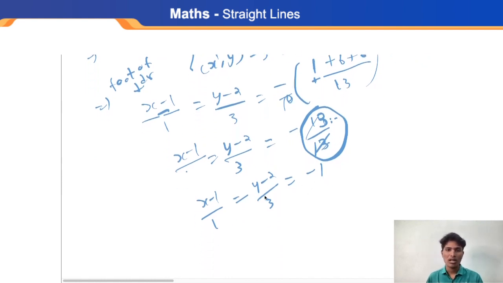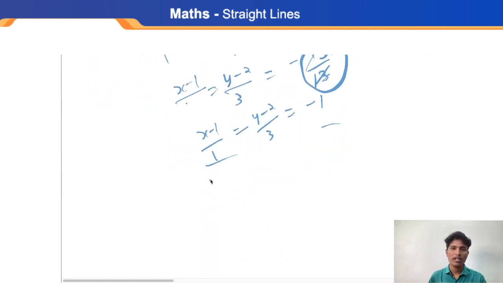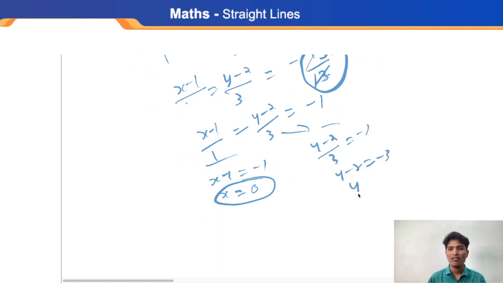So I got this one. Now equate this part to this part. What will I get? x minus 1 is equal to minus 1, that is x is equal to 0. And this one to this one, that is (y minus 2) by 3 is equal to minus 1. We will get y minus 2 is equal to minus 3, y is equal to minus 1. So 0 comma minus 1 is the foot of perpendicular.